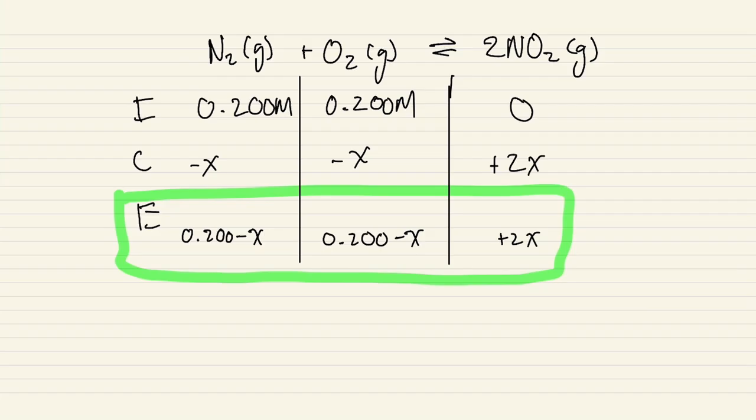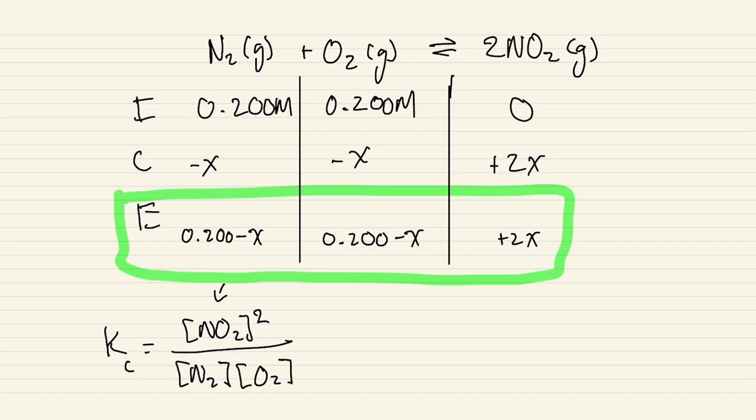Yep, for our expression for Kc, right? So all of this goes into our expression for Kc, which was the product concentration squared over N2 and O2. These are the specific expressions that now need to go in here, because these all represent the equilibrium concentrations. So we get (2x) squared over (0.2 minus x) times (0.2 minus x).